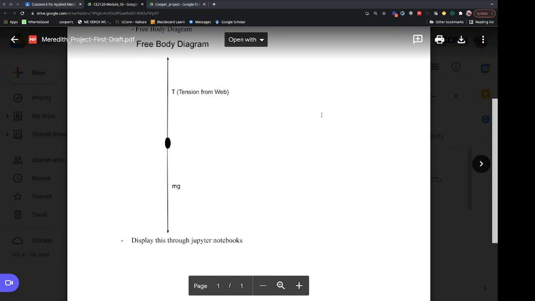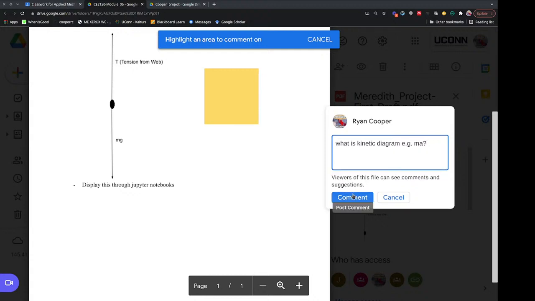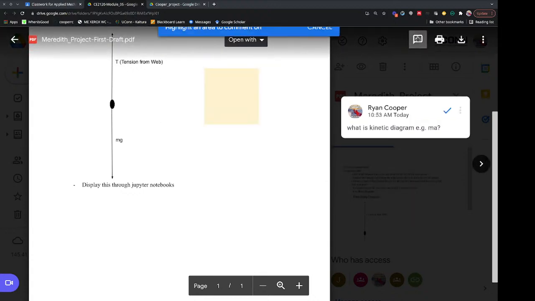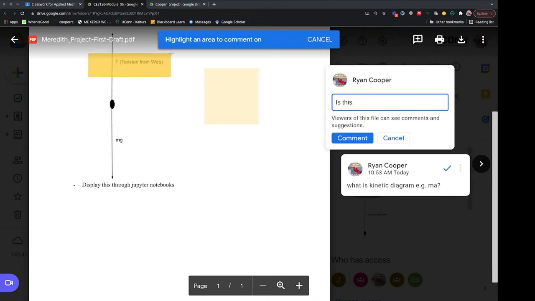As I'm reviewing this, I would come over here and ask: what is the kinetic diagram? How is that mass times acceleration, how does that play into tension and mg? That would be one thing to say. And then over here, for tension, is this constant or does it change?